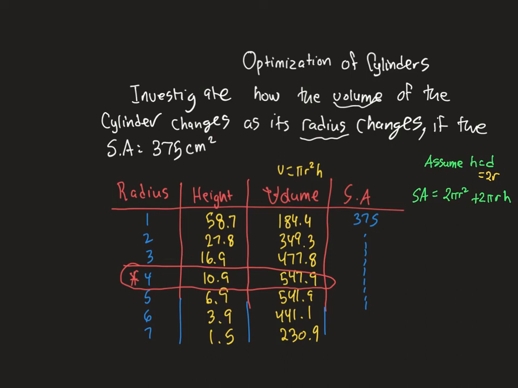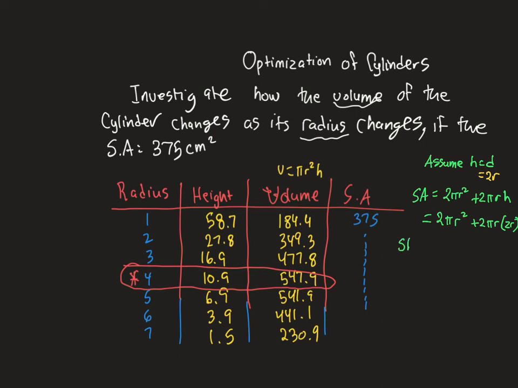So if that's true, let's put it in. You get 2 pi r squared plus 2 pi r times 2r. This is my way of getting rid of the h so that we're only working with one variable. Okay, so that way we're only having to solve for one thing.